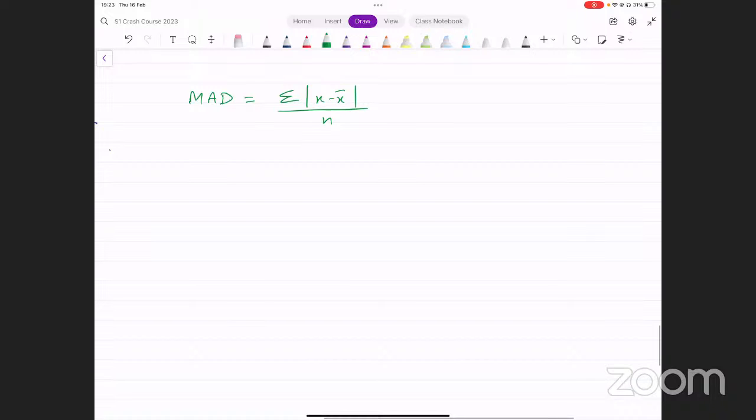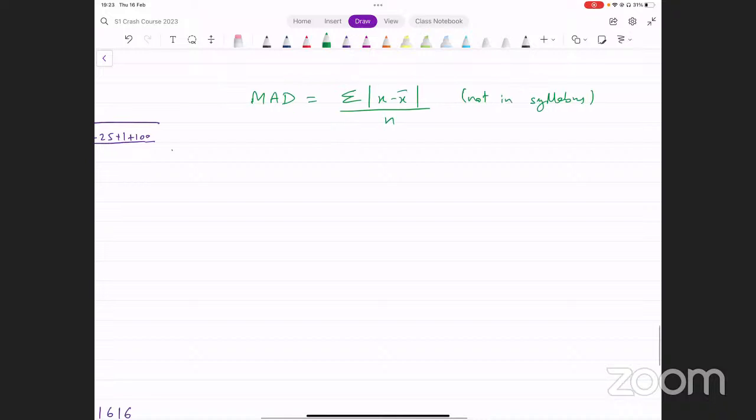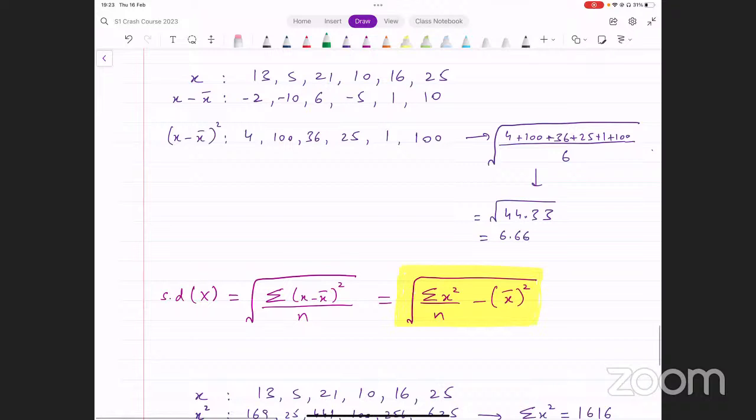This is another measure. This is not in your syllabus for O levels or A levels. You might study this later in university, but for standard deviation, this is what you do. You square and then take the square root at the end, rather than using the modulus function.